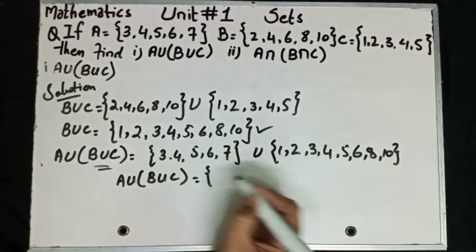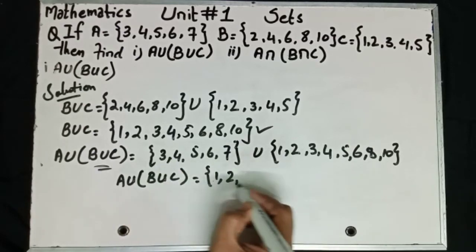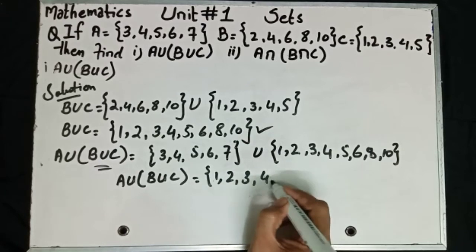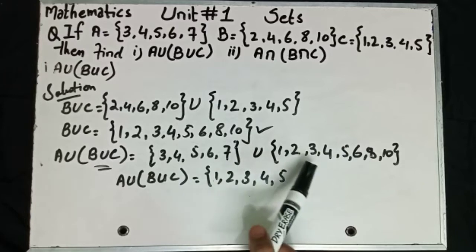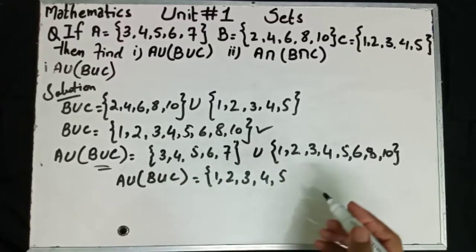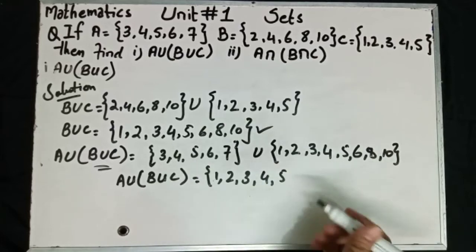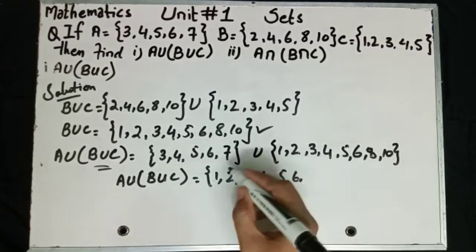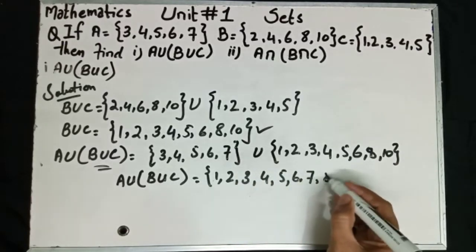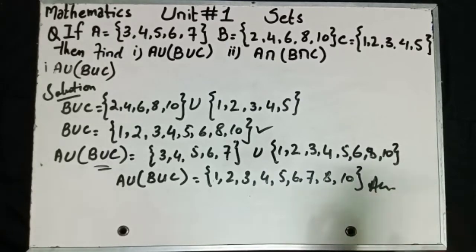In union we write all elements in ascending order. So 1, 2, 3, 4, 5. Elements 2 and 3 are repeated in both sets, and 4 also, so we write them only one time. 1, 2, 3, 4, 5, 6, 7, 8, 10. That is the answer of A union (B union C).